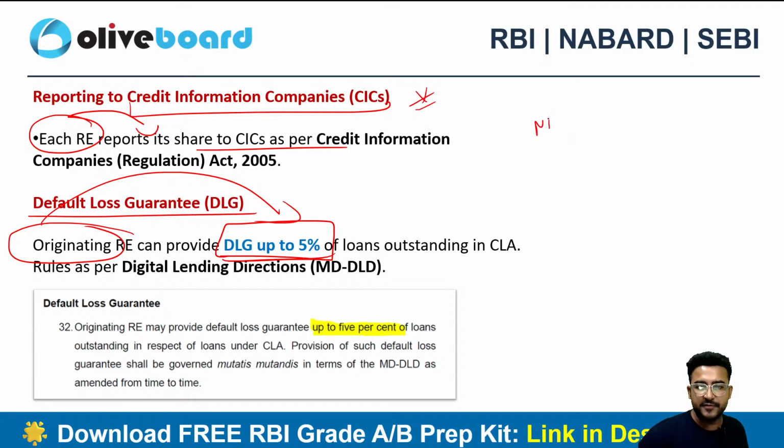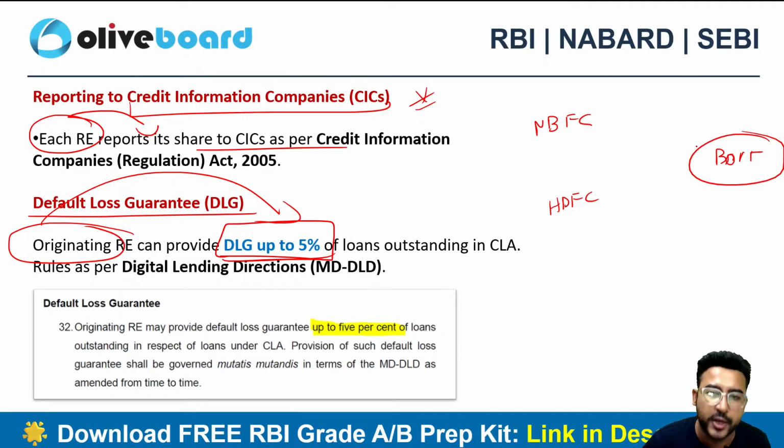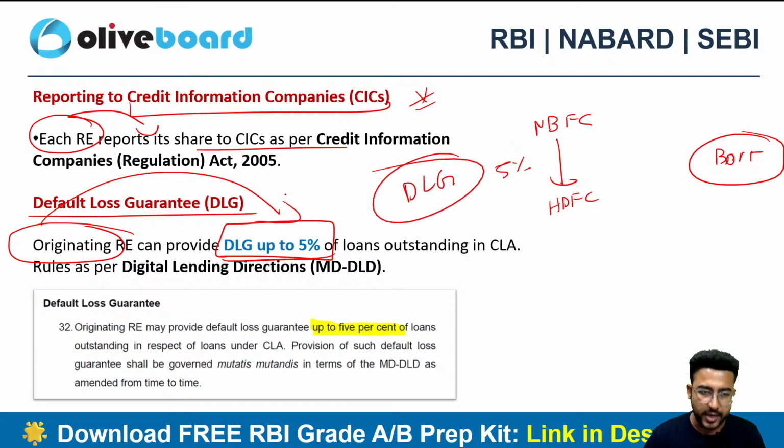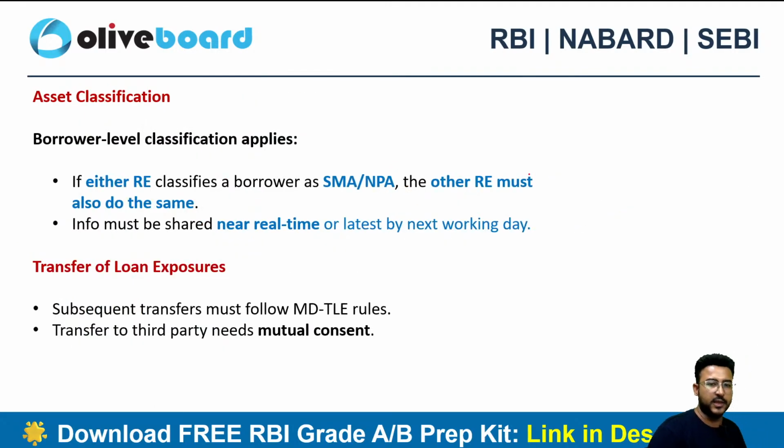So let's suppose NBFC is bringing in this loan, HDFC is also there in this arrangement, and the borrower has defaulted. So the NBFC's DLG can be invoked here, right? Default loss guarantee can be invoked here, and definitely the partner RE will be getting at least 5% out of it, even in case of loss.